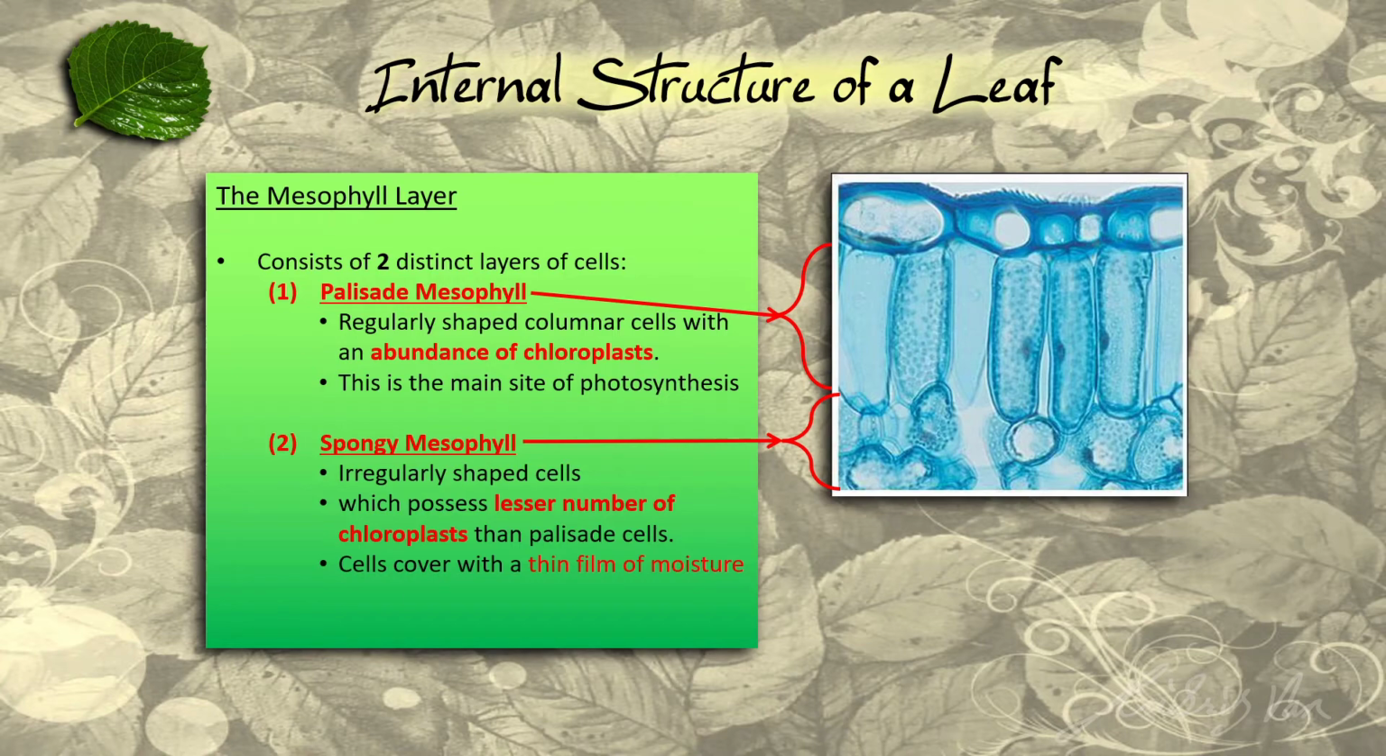These cells are covered with a thin layer of moisture on the surface. You will learn the importance of this thin layer of moisture in the next chapter, transport in plants. And because they are irregular in shape, there is a lot of intercellular airspace. This airspace will facilitate gas exchange for oxygen to diffuse out, as well as carbon dioxide to diffuse into the leaf to reach the palisade mesophyll cell, since it is the main site for photosynthesis.